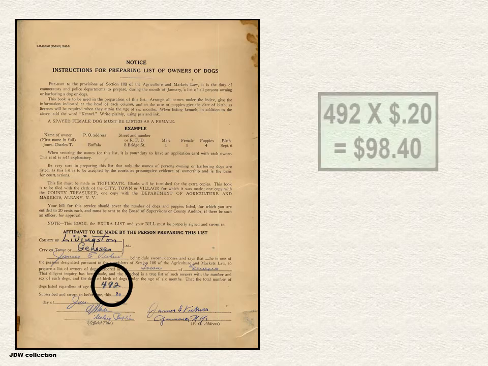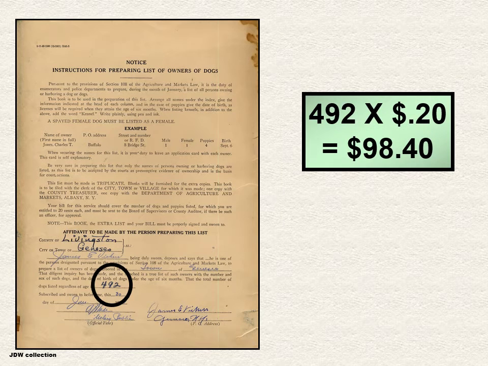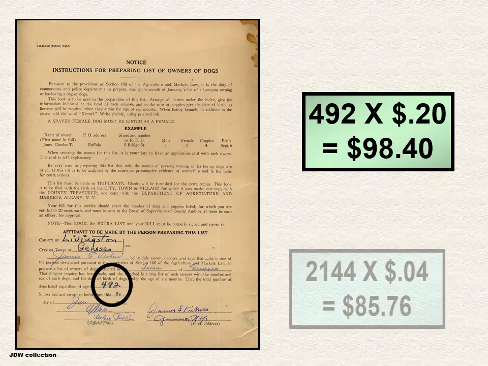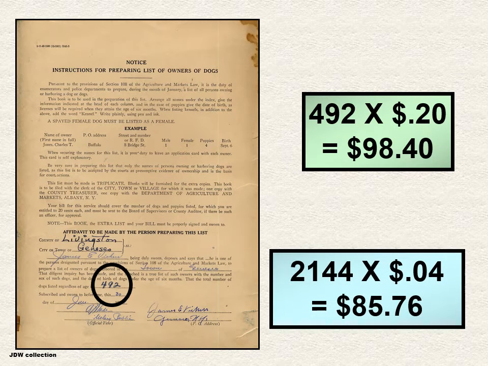It is actually a sworn statement right there that the person did the census. Counted 492 dogs. Got 20 cents a dog. Earned almost $100. While this same community had two enumerators for 2,000 people, they got 4 cents a name. They split the $85.76 between them. So the moral here is, you do better counting dogs than you would counting people in 1940.